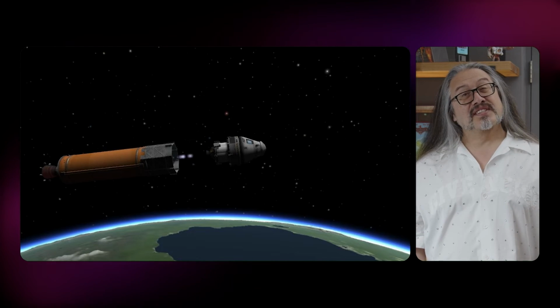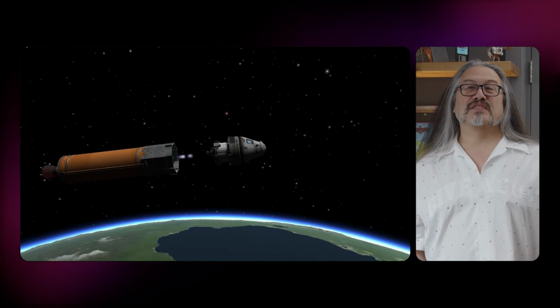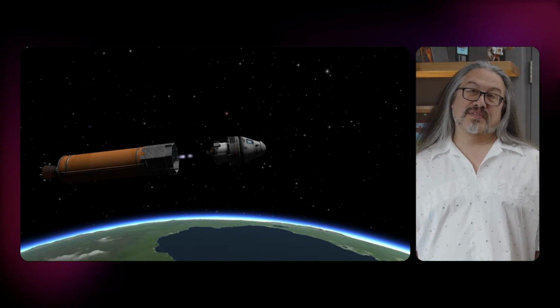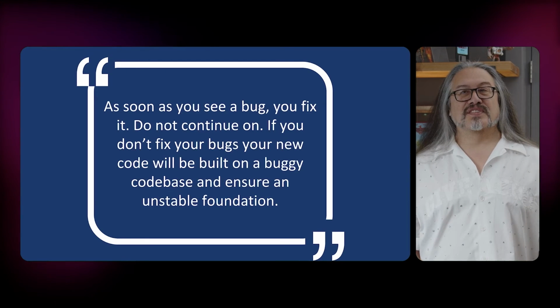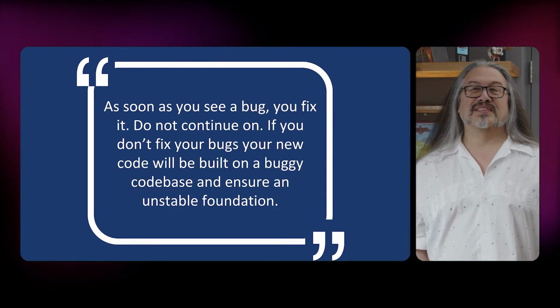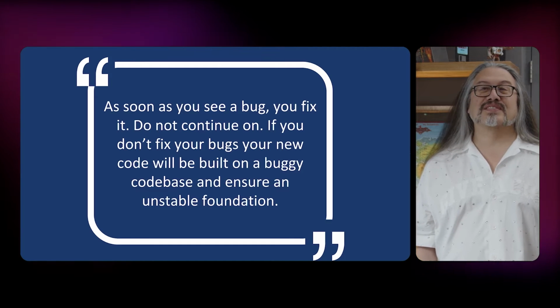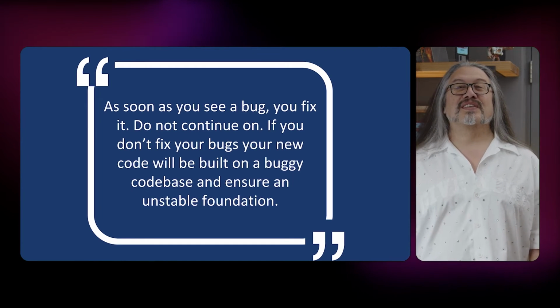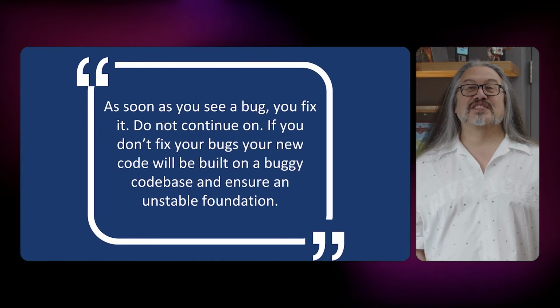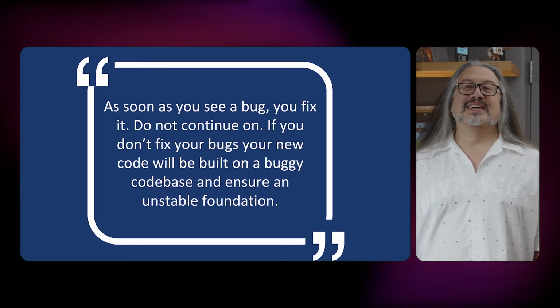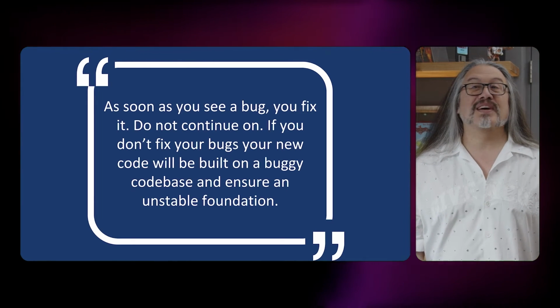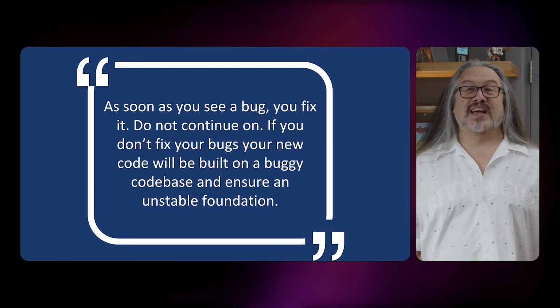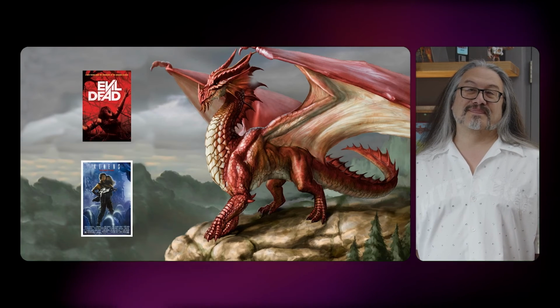Well, after 1992, id Software's second stage of company development was complete, along with another principle. As soon as you see a bug, you fix it. Do not continue on. If you don't fix your bugs, your new code will be built on a buggy code base and ensure an unstable foundation. If you check in buggy code, someone else will be writing code based on your bad code, and you can just imagine how much waste that creates.